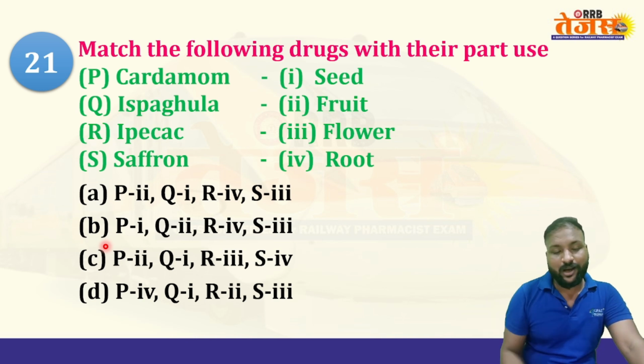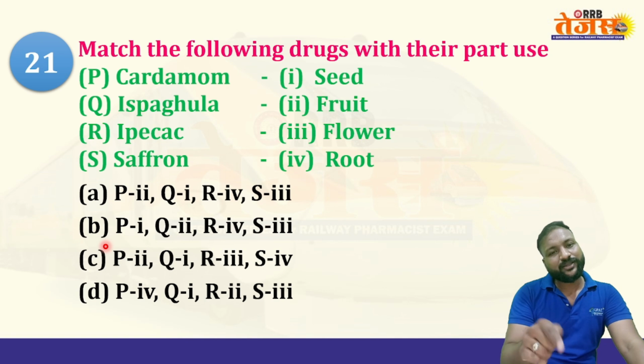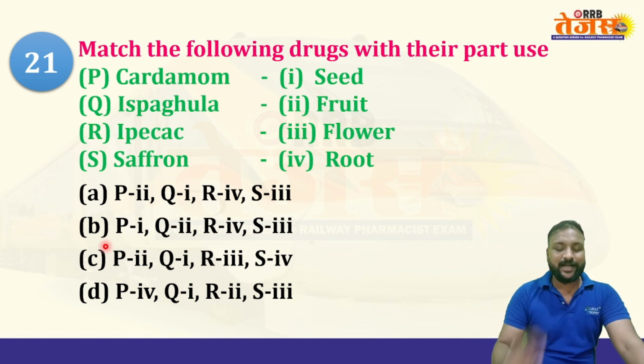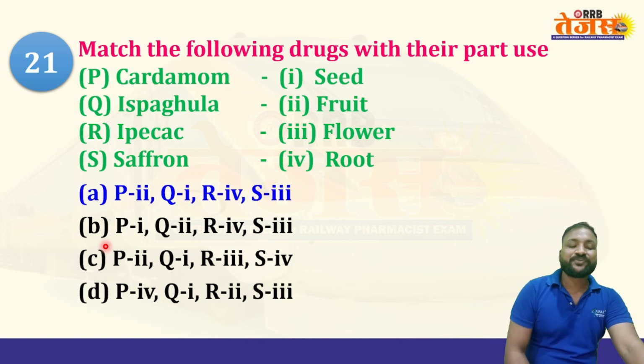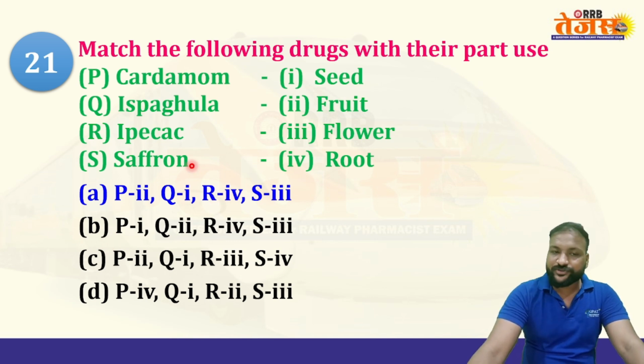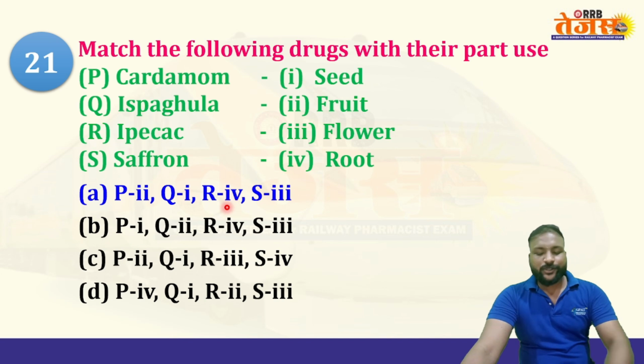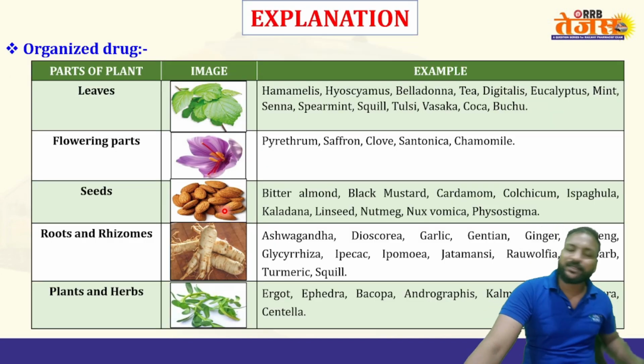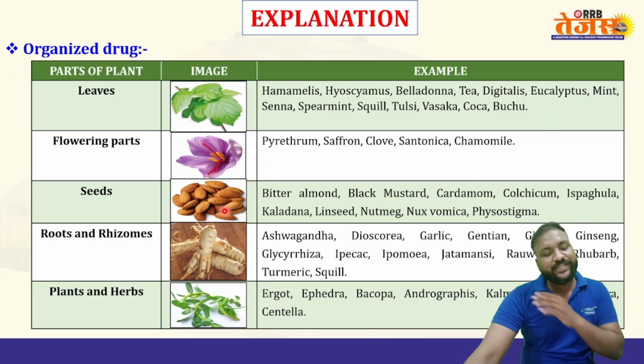This is how you need to cross check each option. Then only you should choose the right option. Yes, option A is correct, because we have cross checked all the options. So these are some examples and explanation.